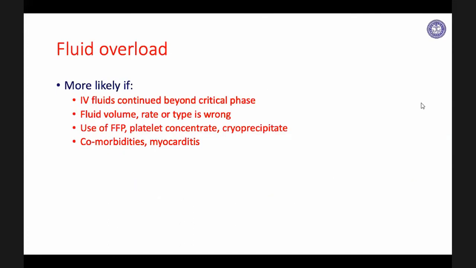Fluid overload is more likely if IV fluids continue to be needed and have to be given beyond the critical phase. It is also more likely if you use the wrong fluid volume, rate, or type, or if patients are given FFP, platelet concentrate, or cryoprecipitate because they are very rich in sodium, or if they have comorbidities or myocarditis.